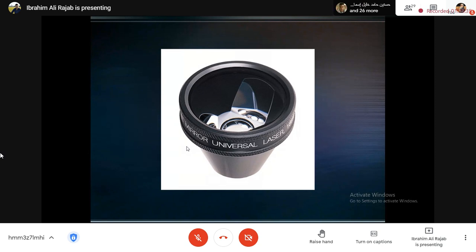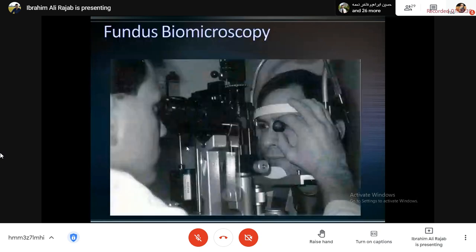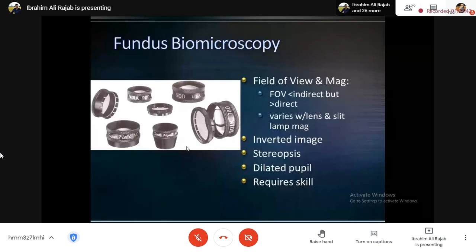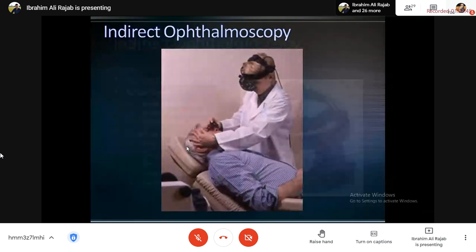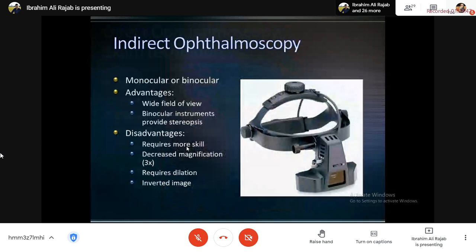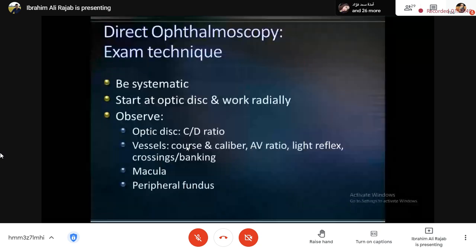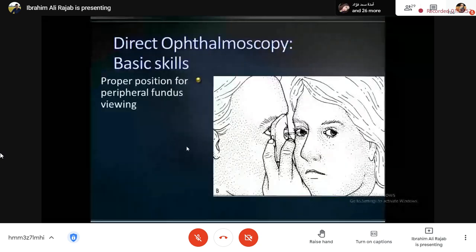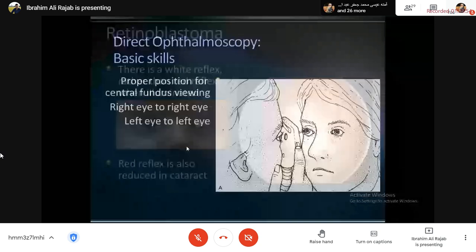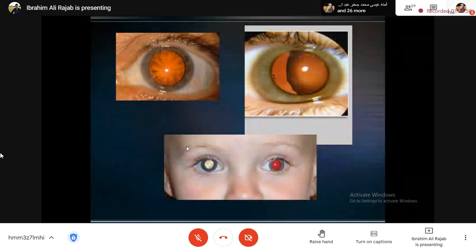Okay, I will give you a second chance. Just describe the lower image. Describe the image of this child.